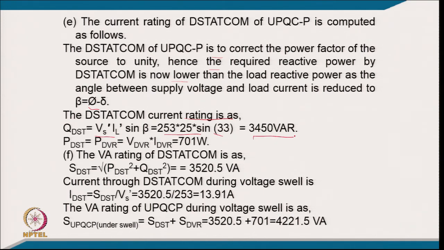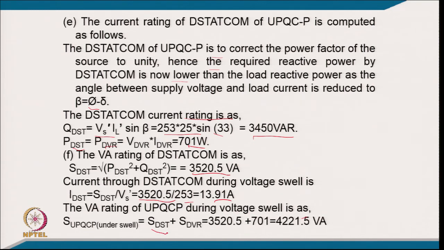So, it becomes 3450 VAR, and the power of the DVR equals that of the D-STATCOM, because whatever power the DVR needs has to circulate through the D-STATCOM. So, it is the same 701 watt. So, the V rating of the D-STATCOM will be the square root of P square plus Q square. This becomes 3520.5 VA, and the current rating through the D-STATCOM in the voltage swell condition is the V rating divided by the voltage. So, the current of the D-STATCOM is 13.91 ampere.